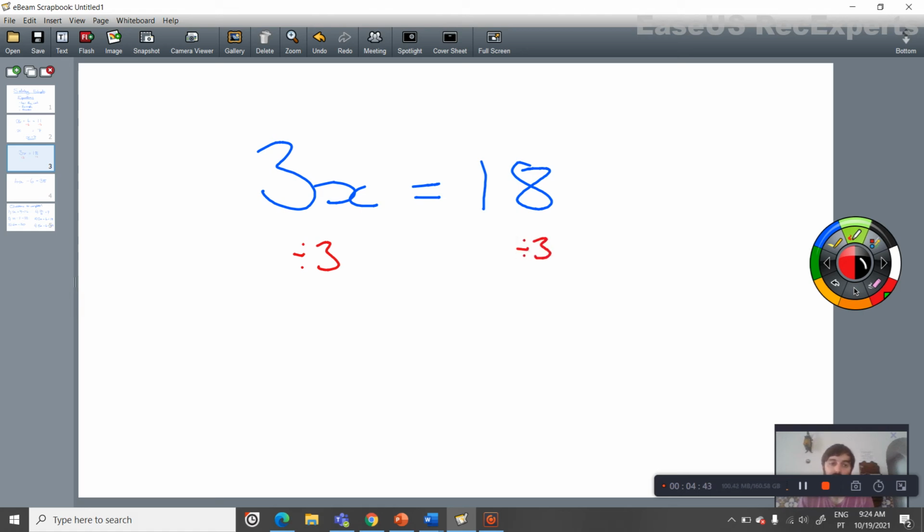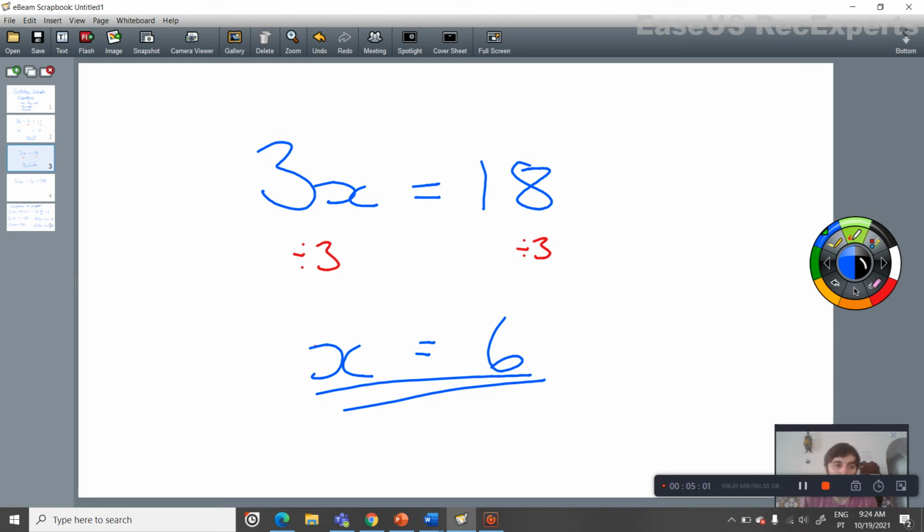Because we're doing the opposite, it cancels out. So we just get left with x on this side. And then we do 18 divided by 3 on this side, which is just 6. And because it's a simple one, we've just got our answer straight away. And that's it.